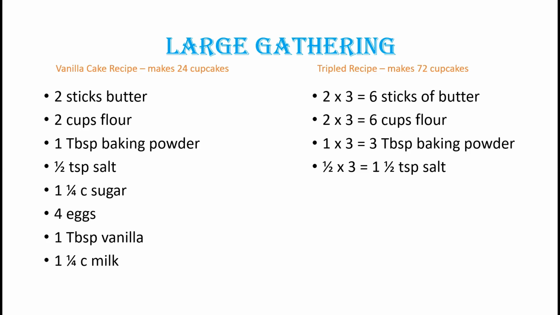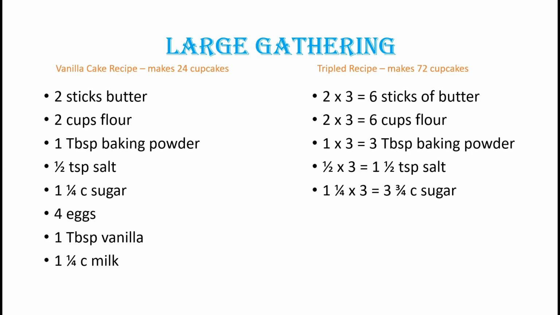Again, with the sugar, we have 1.25 cups of sugar in our regular one. So we're going to have to multiply by 3. And so times 3 is 3 3/4. When you change it to an improper fraction, it becomes 5 over 4. And 5 times 3 is 15, so 15/4. That is 3 3/4. Not difficult.